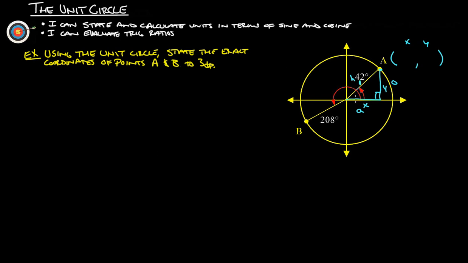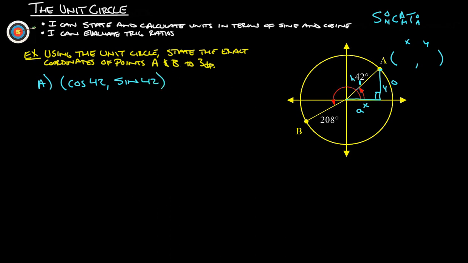Okay, so if we want to know what this x length is, that's adjacent, and we know the hypotenuse is 1. So adjacent and hypotenuse from SOHCAHTOA is cosine. So the coordinate for point A is going to be cosine of our angle, which in this case is 42. And then the y coordinate, that's opposite and hypotenuse, that's sine. So we would then do sine of 42.